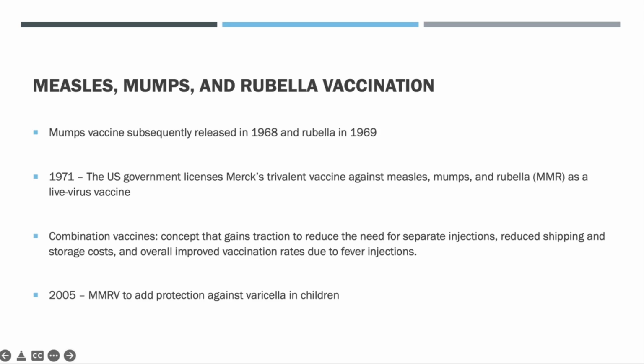So the ability to get a vaccination for multiple diseases in one injection became very popular just due to the need for reduced injections, reduced shipping and storage costs, overall higher vaccination rates due to needing fewer injections. As a side note, more recently we have the MMRV vaccination, which adds varicella to that protection as of 2005.